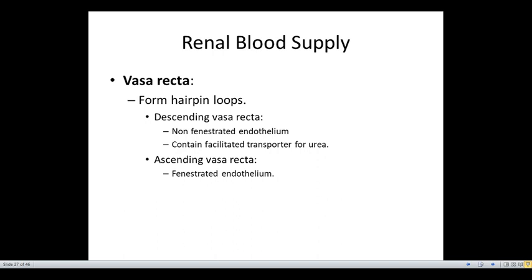The descending vasa recta have non-fenestrated endothelium. There are no pores present in their endothelium, and they contain facilitated transporters for urea. And the ascending vasa recta, they have fenestrated endothelium.